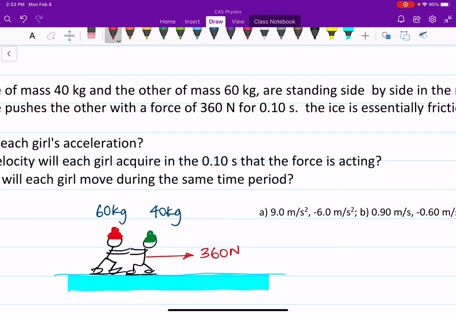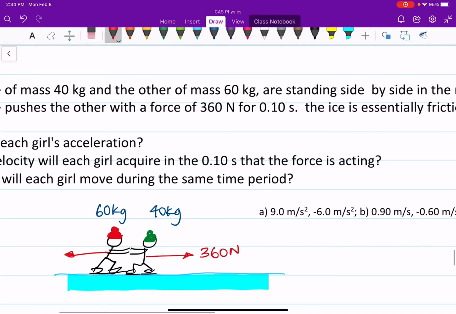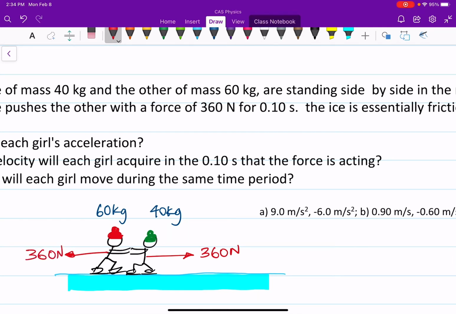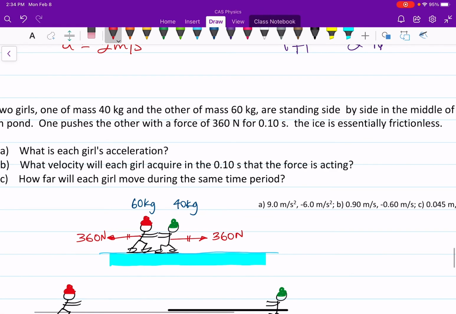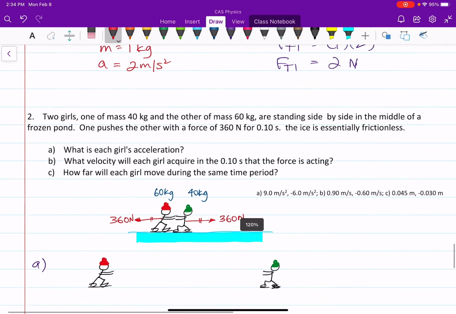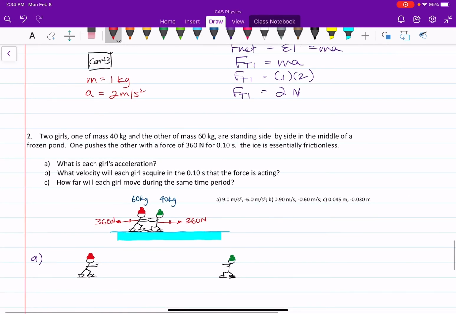Okay, now from Newton's third law, we know that whether she intended it or not, when she applied a force to the 40 kilogram girl, the 40 kilogram girl applies an equal and opposite reaction force to the first girl. So this is also going to be a force of 360 newtons. It's opposite in direction, but equal in magnitude. So the question is, what is each girl's acceleration in part A? So let's take a look at this and see if we can figure it out.